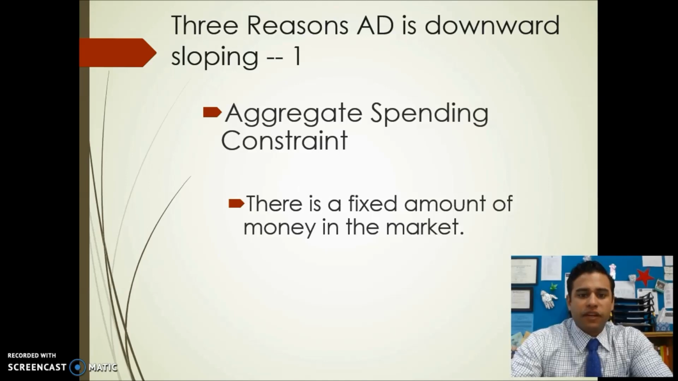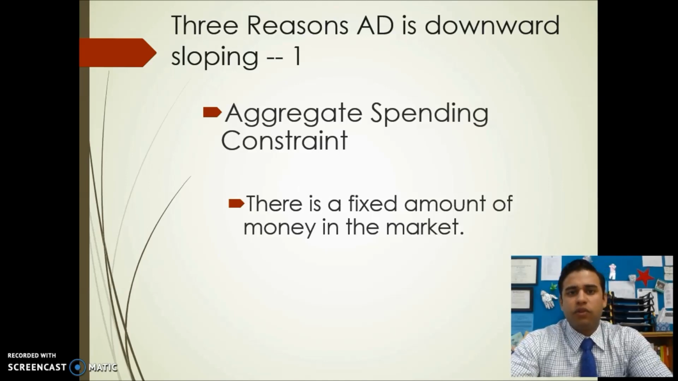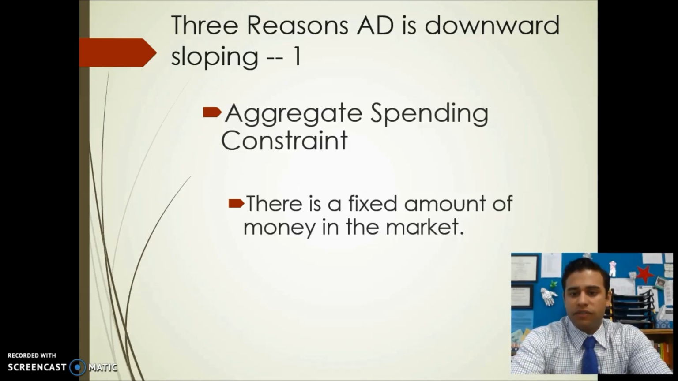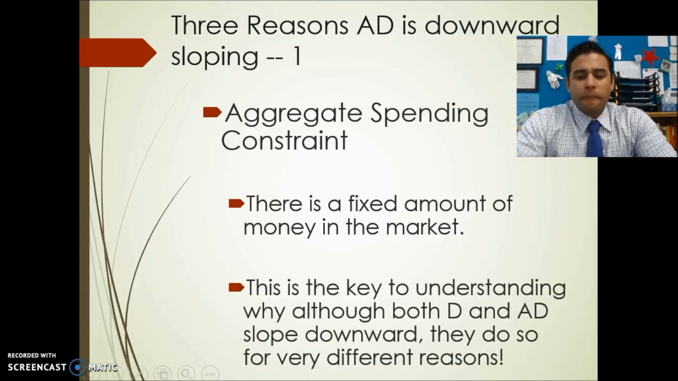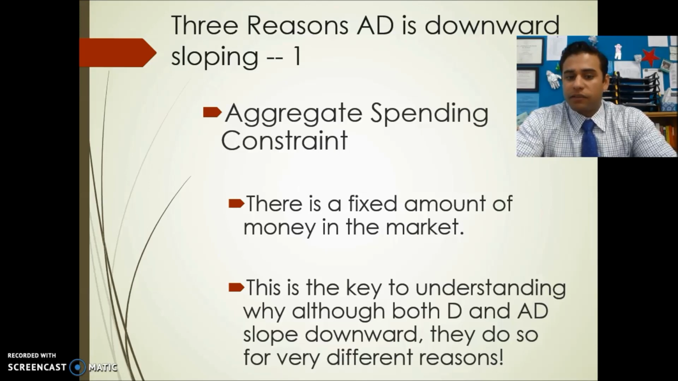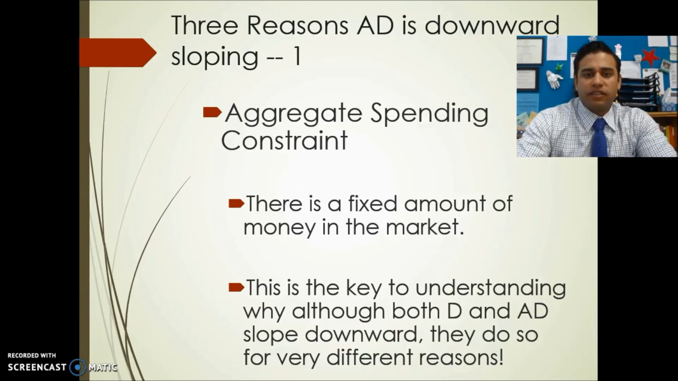So there's a fixed amount of money in the market to a certain extent. We'll get into in the future how the money supply can change. But the amount of money in the economy is relatively fixed. Okay? And this is the key to understanding why, although both demand and aggregate demand slope downward, they do so for different reasons. The next slide is going to give us another example of this.